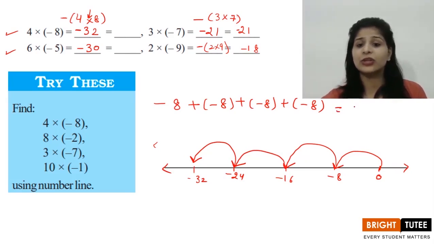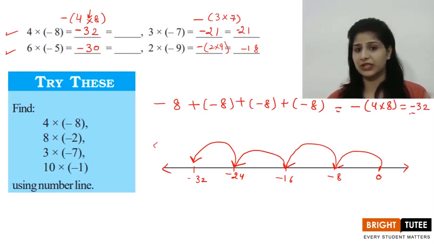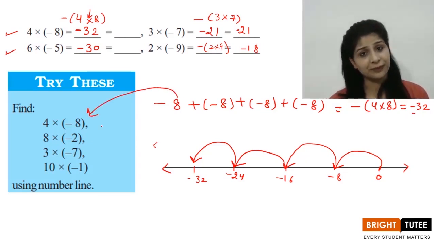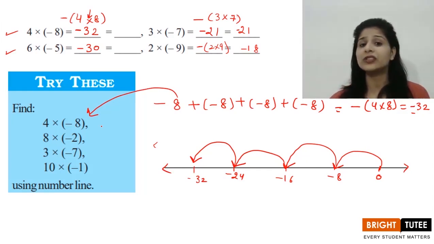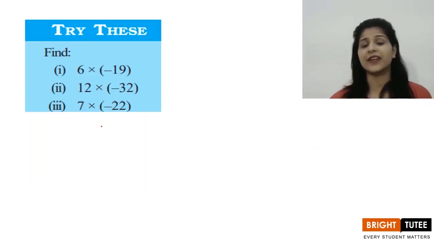And this is 4 into minus 8, we will multiply 4 and 8, that gives us 32, and we'll put a negative sign in front of the number. This is how we multiply a positive and a negative integer. I hope this makes sense. So you can do it using number line, and you can also write this as this, and we can easily do them, right? So you can try out the others also on the number line.